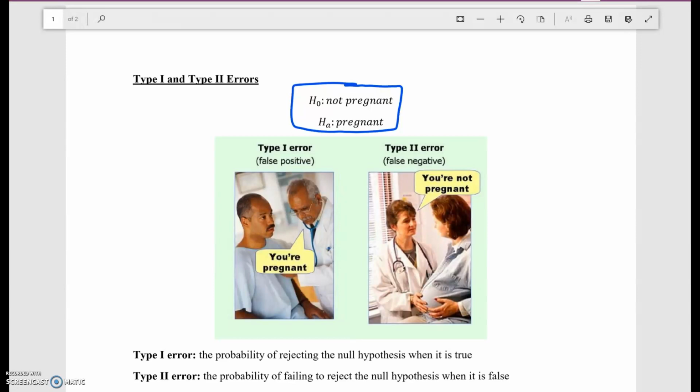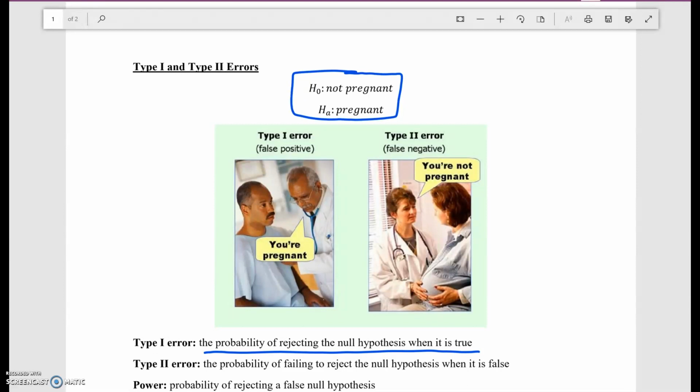However, a type 1 error would be the result saying that you are pregnant. That is what we call a type 1 error: the probability of rejecting the null hypothesis when it is true. It is true that this male is not pregnant, and we concluded that he is pregnant.